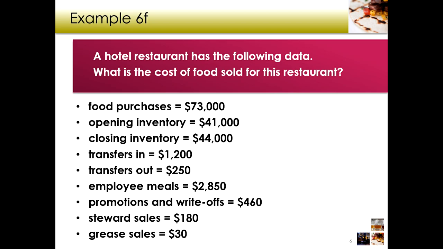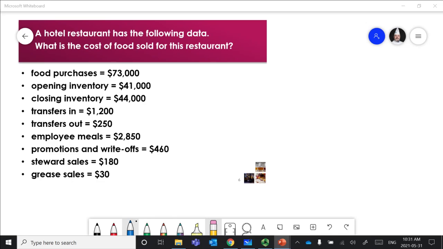So we need to figure out from this list, what are we adding in? What are we subtracting? Okay, so the first thing we want to do is calculate our preliminary cost of food sold. So what was our preliminary cost of food sold? It was our opening inventory, closing inventory, and our food purchases, right? So opening inventory plus our purchases minus our closing inventory.